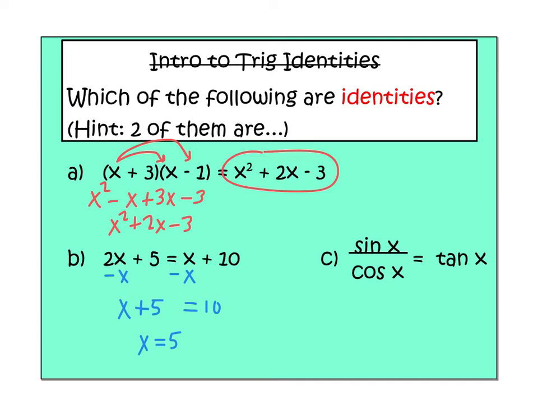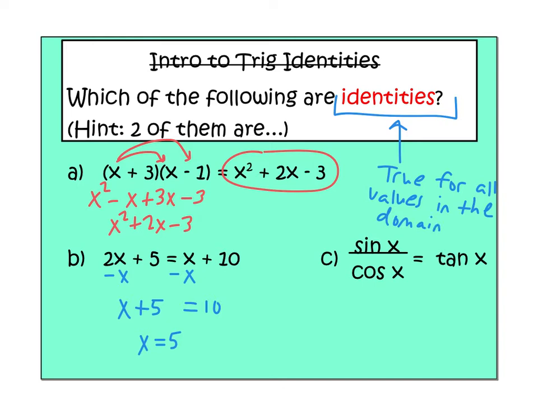Okay, so any ideas on what it means to be an identity? Really what it boils down to is that an identity is something that is true for all values in the domain. So for example, part A is true for all real numbers, right? We basically just did multiplication on the left side and it ended up equaling the right side. So no matter what x we put in, those sides will be equal. So that is an identity.